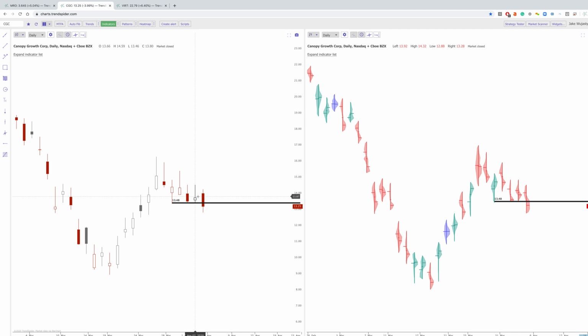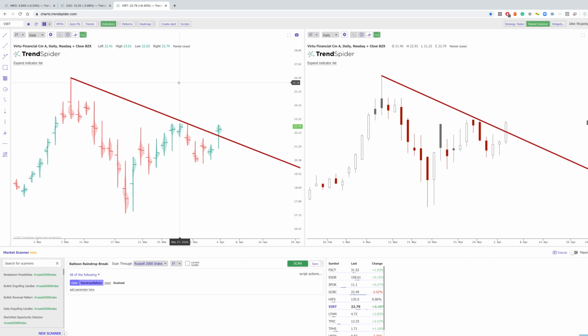Last thing I want to do for you guys to get an edge into next week, we do have a scanner to look for these types of setups. So we have the scanner as daily raindrop balloon, and then I scanned for the Russell 2000 and looked for any balloon raindrops. VIRT, never heard of it in my life, probably won't trade it, but it is something that popped up on the scanner, and I did have to do a little bit of manual analysis here, drawing this resistance line, seeing that there was a nice breakout, what we call a balloon breakout here.